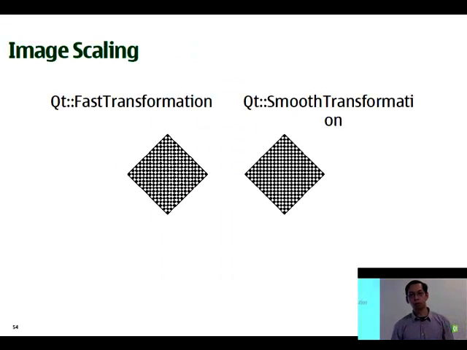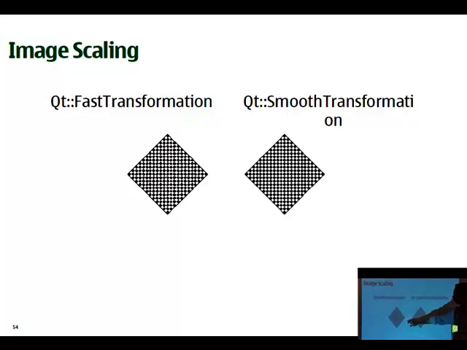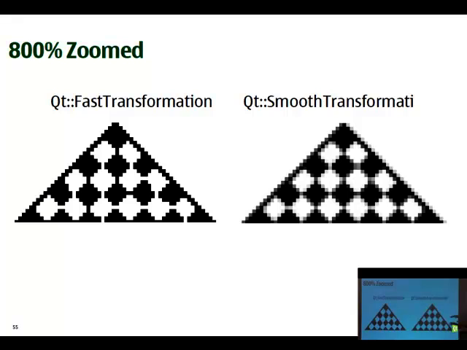Qt has two modes for scaling the image, either using the fast transformation or smooth transformation. So this is a big chessboard, and I scale it using fast transformation. This is smooth. You will not see the difference, that's why I zoom it. On the left side it's like this, on the right side it's like this. As you can see, this one is very fast but produces not so satisfactory results, while this one is better because it performs some sort of filtering.